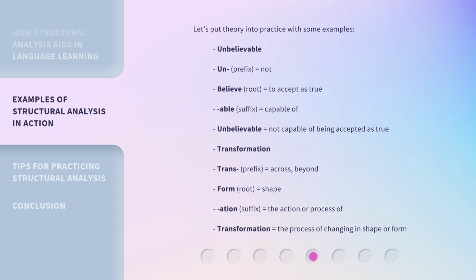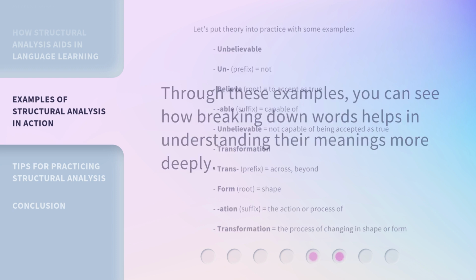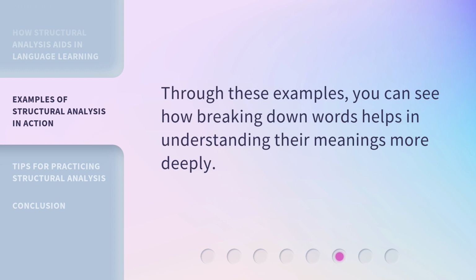Transformation. Prefix, trans, equals across, beyond. Form, root, equals shape. Ation, suffix, equals the action or process of. Transformation equals the process of changing in shape or form. Through these examples, you can see how breaking down words helps in understanding their meanings more deeply.